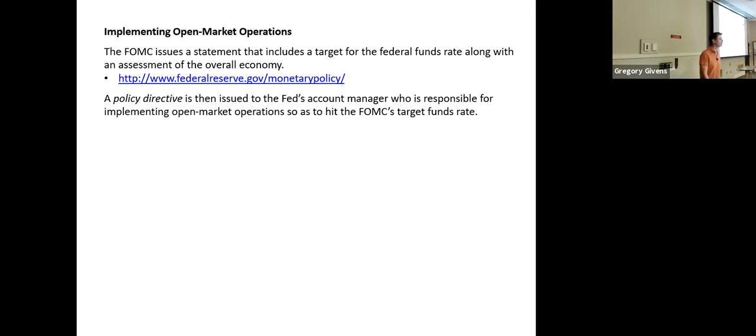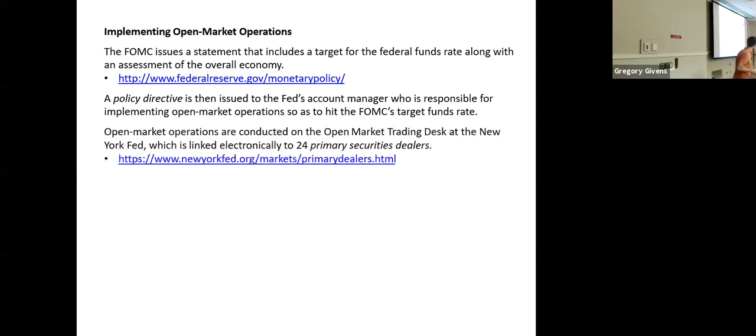Now, in conjunction with this public announcement, the FOMC also issues what's called a policy directive directly to the account manager of the Fed's account, who is responsible for implementing these open market operations. This account manager is a vice president of the Federal Reserve Bank of New York. The New York Fed has a special role in the Federal Reserve System because it's at the New York Fed that engages in these open market operations directly, okay?